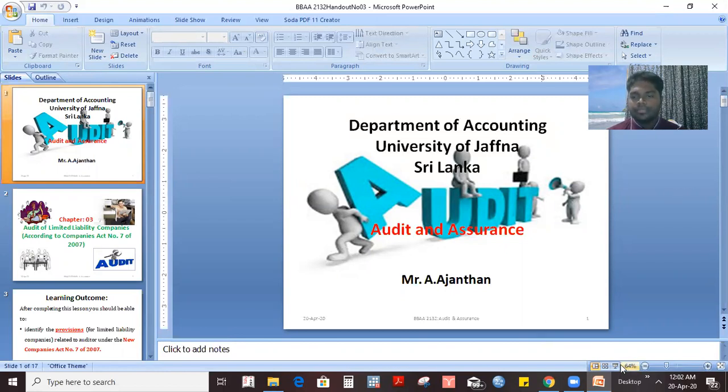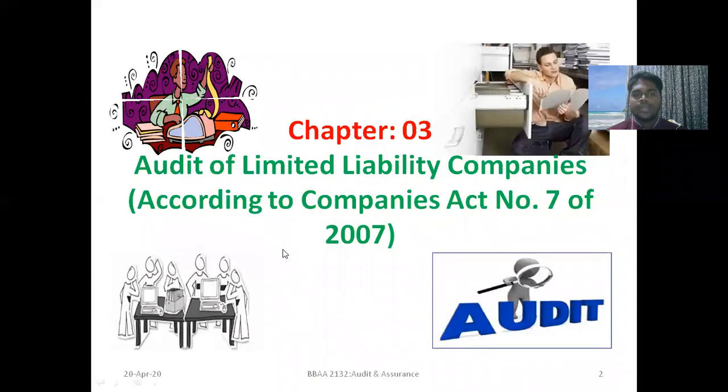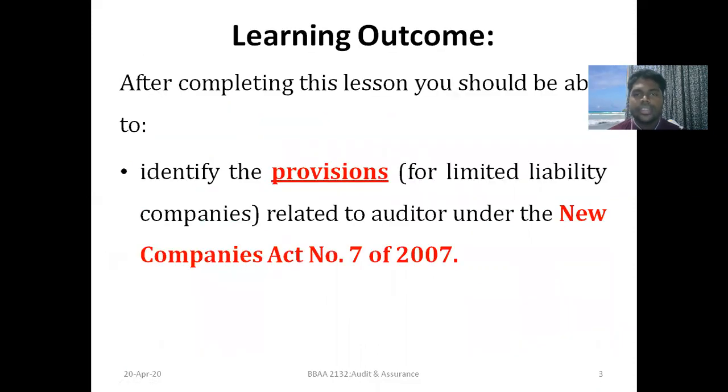Okay, students, this is chapter 3: audit of limited liability companies according to the Company Act number 7 of 2007. I don't need to tell you too much about the Company Act. All of you are very familiar with it. So what I'm going to do is explain the arrangements under the Company Act regarding the audit of limited liability companies. First we can see the learning outcomes, or learning objective.